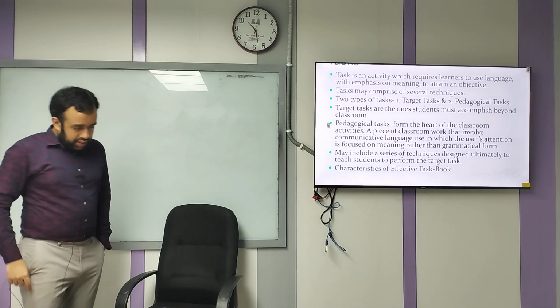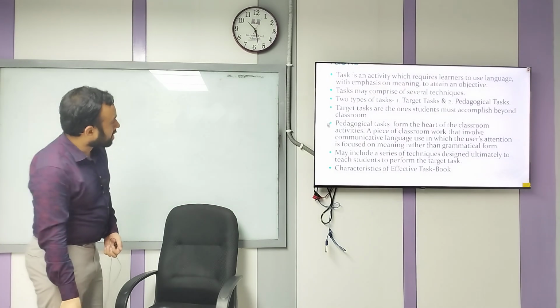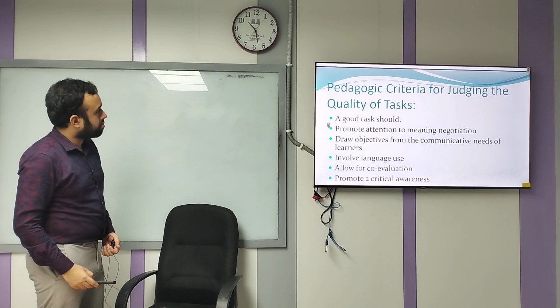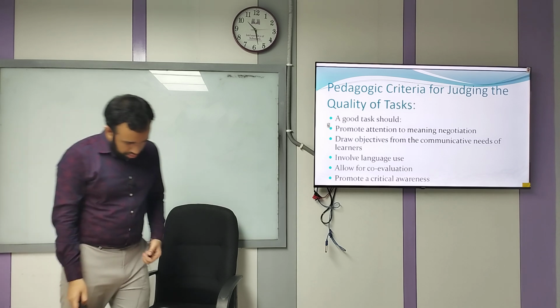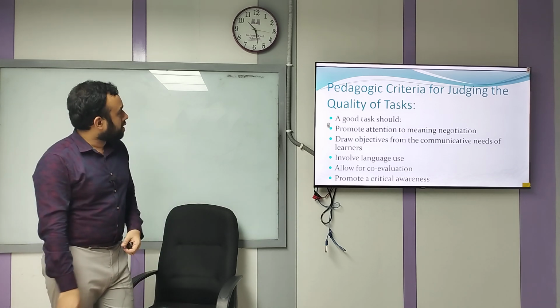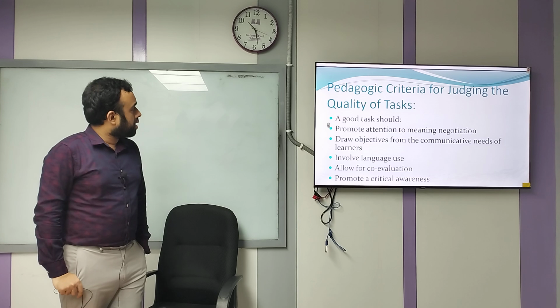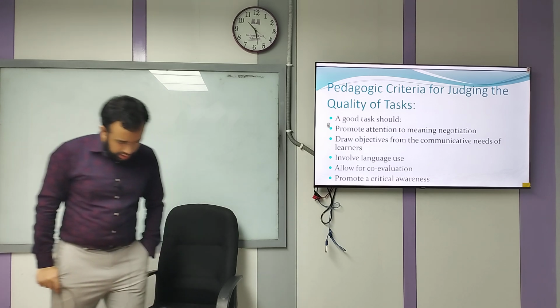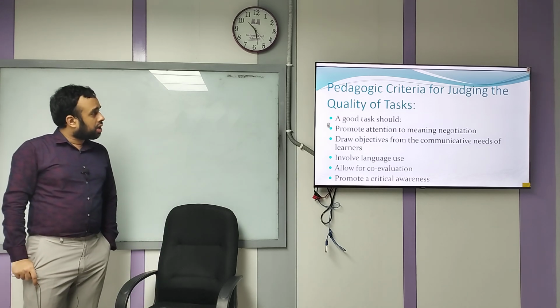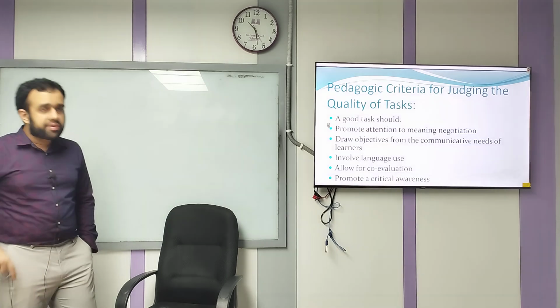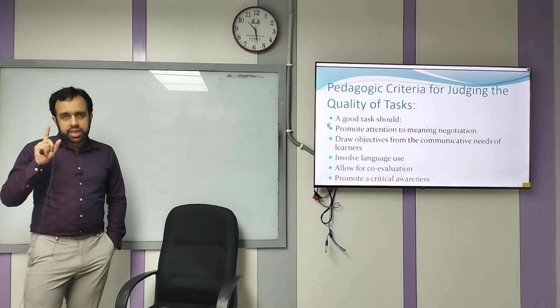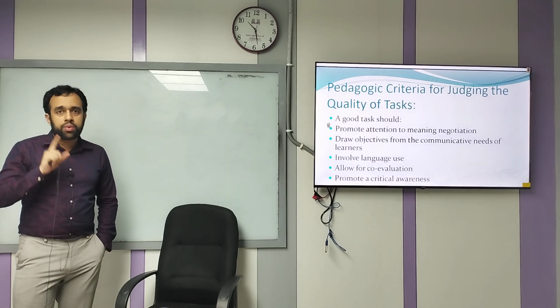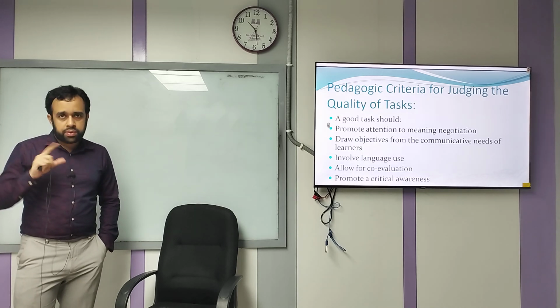Okay, so what are the characteristics of an effective task? Meaning is primary. Okay. এখানে if we look at the slide, a good task should... So these are the criteria of a good task and the characteristics of an effective task. They both are the same: the characteristics of an effective task, the good task, the quality of a good task.